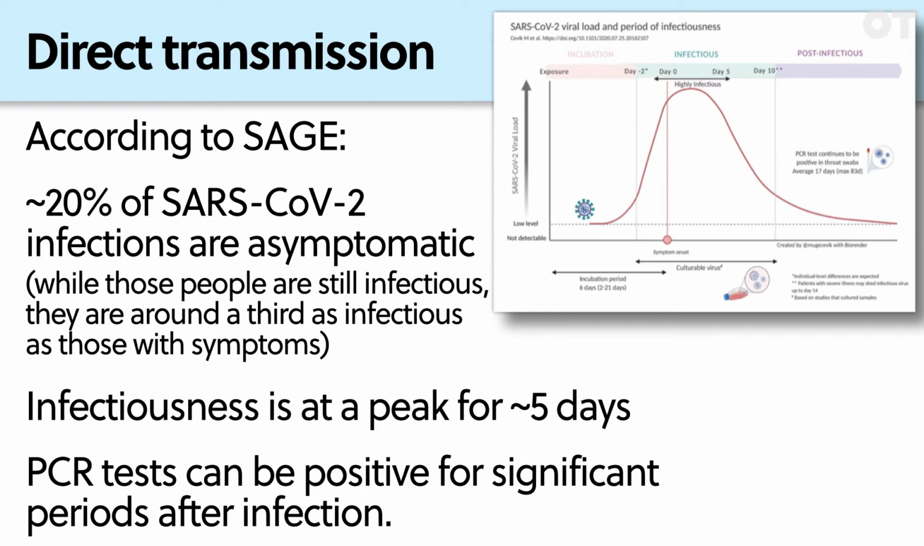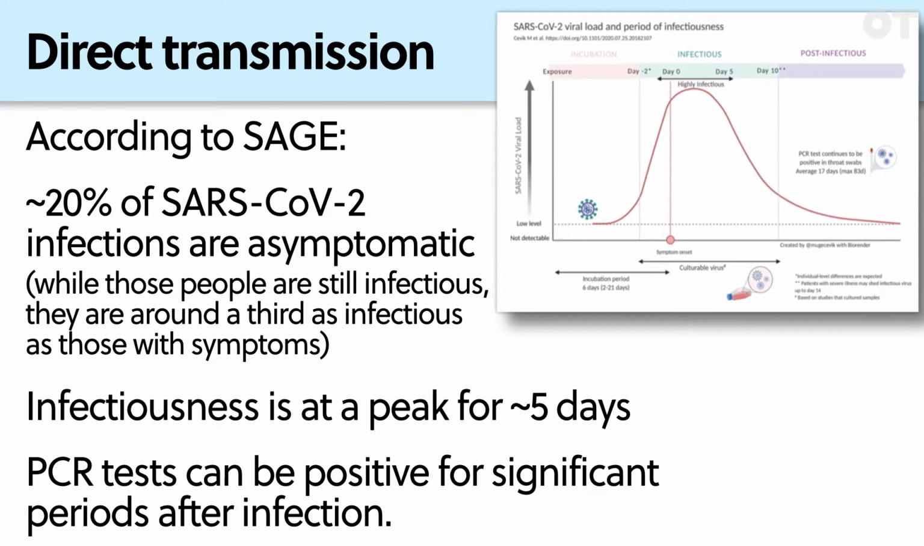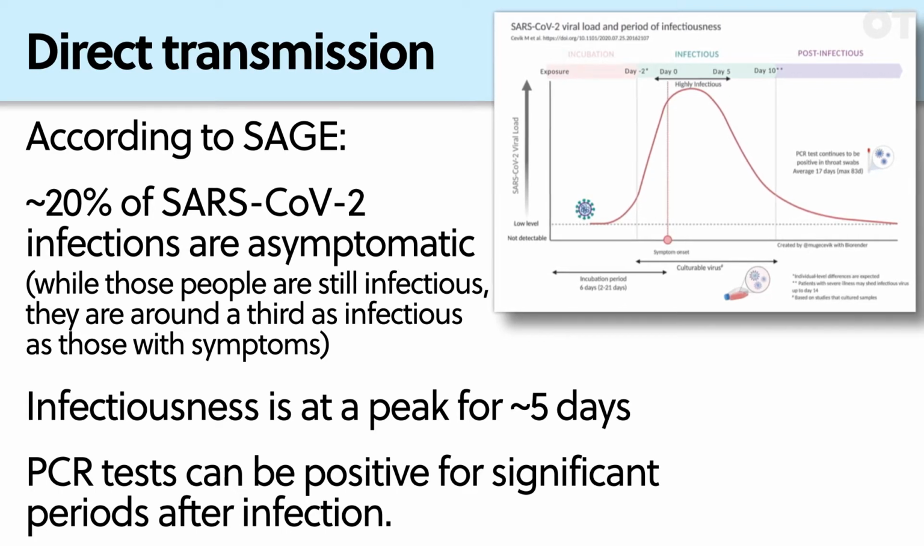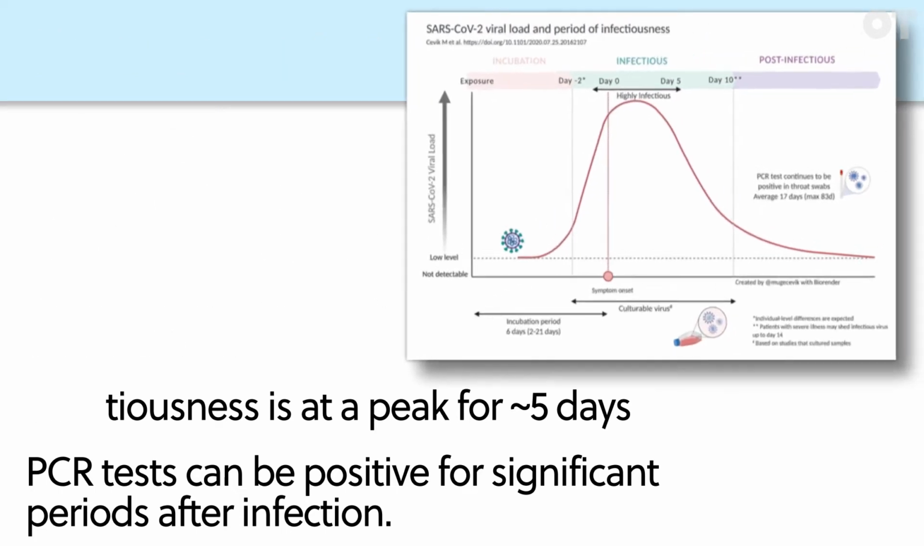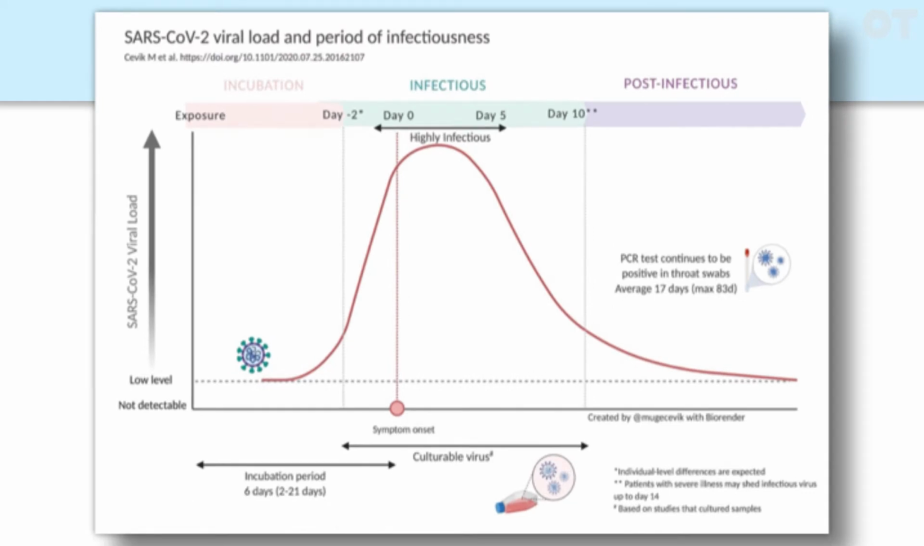So according to SAGE, it is now thought that around 20% of SARS-CoV-2 infections are asymptomatic. And while those people are still infectious, it is thought they are around a third as infectious as those with symptoms. And if we think back to the basics of infection control, by avoiding the people that we know are symptomatic or are likely to be symptomatic, we are reducing our risk. Infectiousness is thought to peak at around 5 days. That doesn't mean people are safe after 5 days, but it does mean that there is a reduced risk. It has been noted that the PCR test, which we will talk about later, can be positive for a significant period after infection. And within the SAGE papers, the average was 17 days, but the maximum was 83 days post-infection that somebody could still test positive on a PCR test.